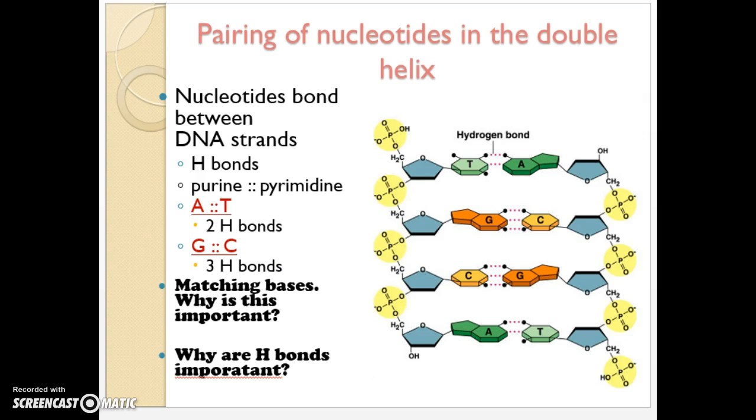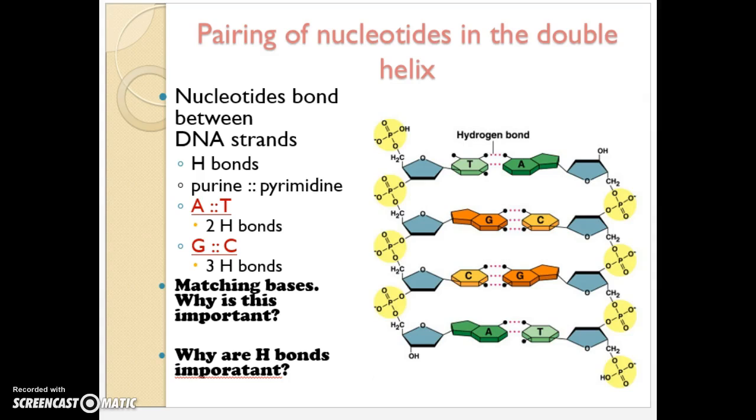So the nucleotides, which are the monomers of DNA, bind between the DNA strands. There are two types of bonds that occur in a DNA molecule. As you remember, DNA is a double-stranded molecule. And in between those two strands, we first of all have hydrogen bonds. And those hydrogen bonds always occur between a purine and a pyrimidine.